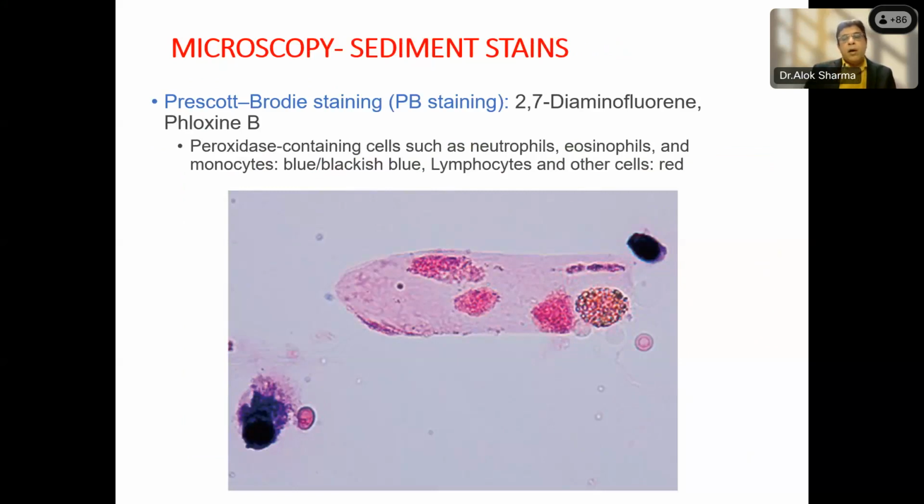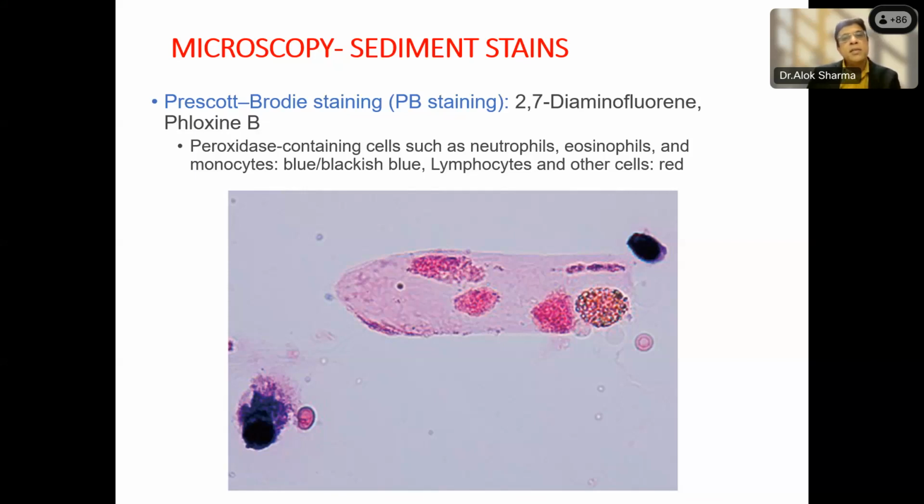Similarly, you have WBCs, right? I talked about the WBC casts. Now for the peroxidase containing cells like the neutrophils and eosinophils, you can use a stain called the Prescott Brodie stain, the PB stain, as it is commonly called. It's basically composed of a chemical called 2,7-diaminofluorene. This is the active component in this particular stain.